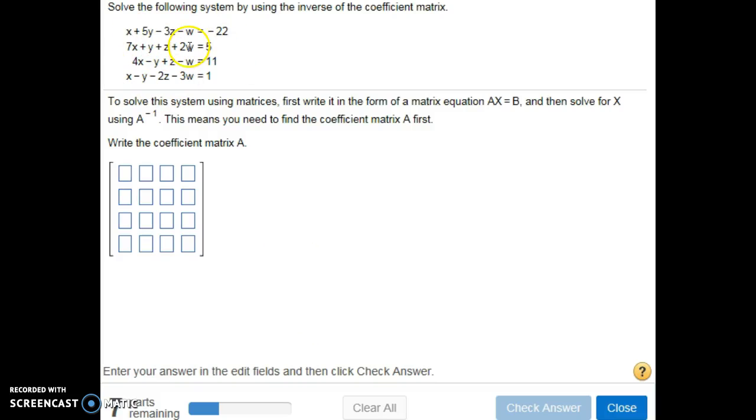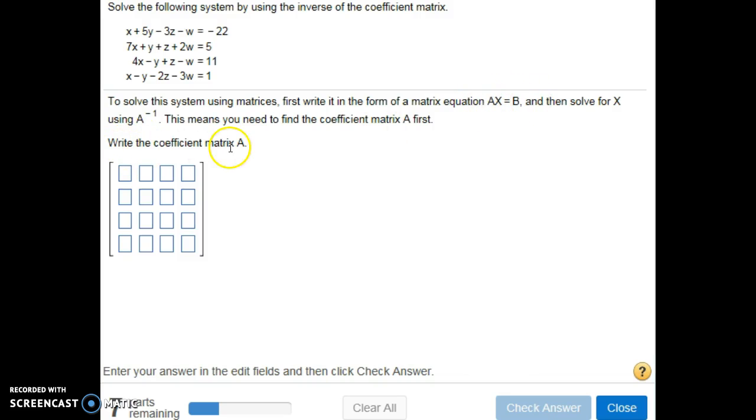We're going to solve this system using the inverse of the coefficient matrix. So basically we're going to set up this equation here with matrices. When we multiply by the inverse of A on this side, everything will cancel out except just the X matrix, which is all our variables. So we'll know what our variables are equal to.